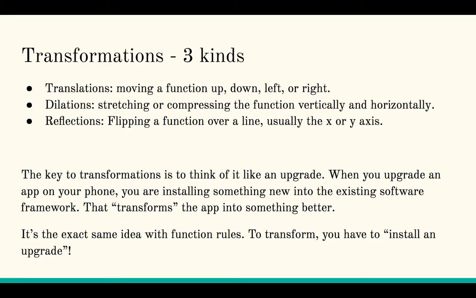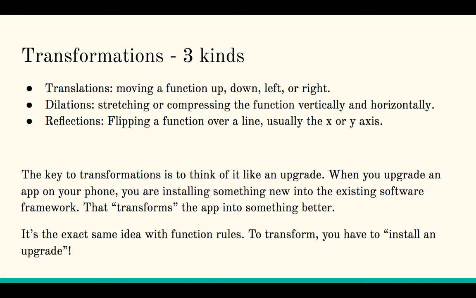When we transform, there are three kinds of transformations we can be asked to do. We could be asked to do a translation. This is when you move a function up, down, left, or right. You could be asked to do a dilation. This is when you're asked to stretch or compress or shrink your function vertically or horizontally. And you could do a reflection, which means flipping the function over some kind of line, typically the x or y axis, but we really could do it over any line we wanted to.